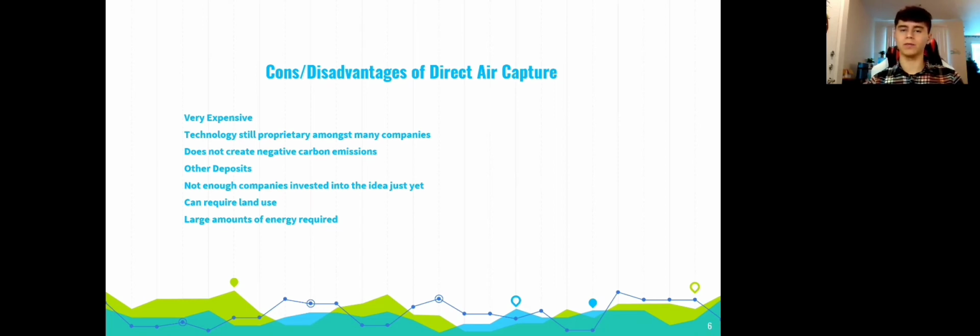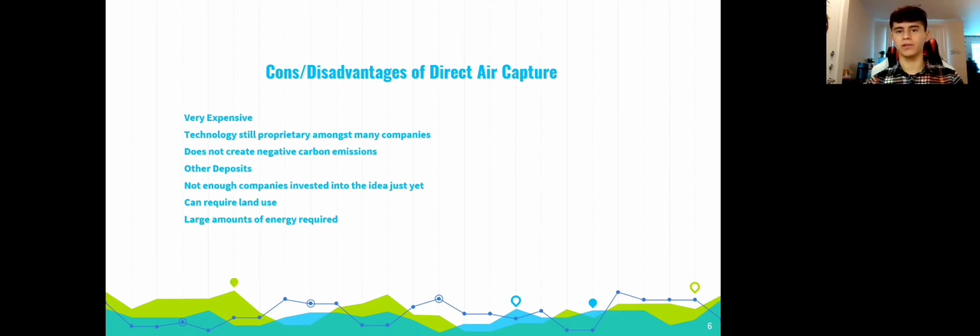Another big con about this is it can require land use. As I stated in previous slides, fans can make large noises, or it can even be a minor inconvenience for a structure like this to be set up for human life or even other life. So it still takes up land, and that land needs to be appropriated for this type of technology.